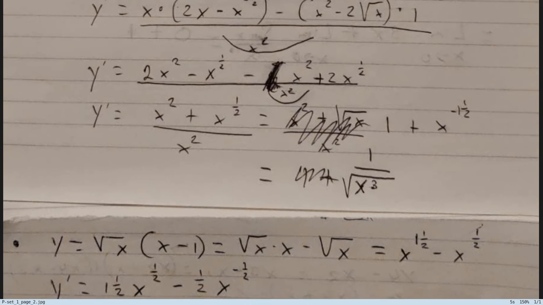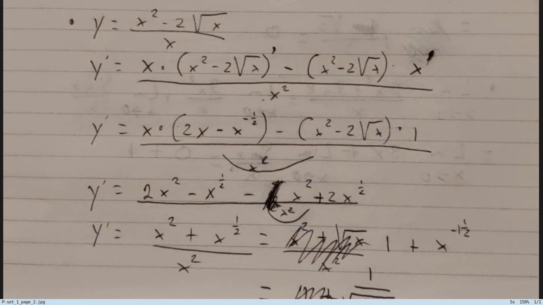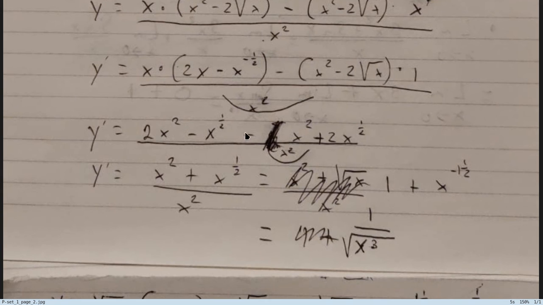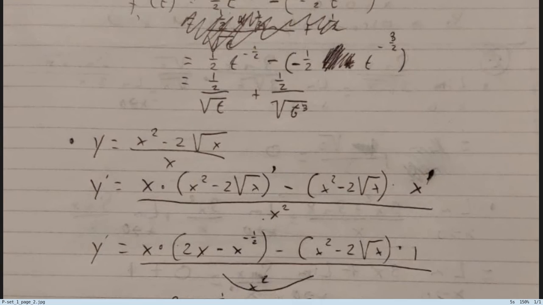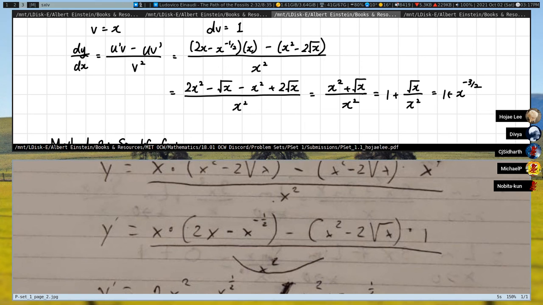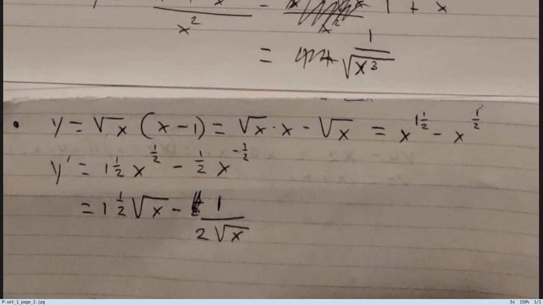Wait. I think he did it correct, but for some reason he erased it. It should be 1 plus 1 over root x cubed, but he scribbled out the 1 plus for some reason. But yeah, that's about it.